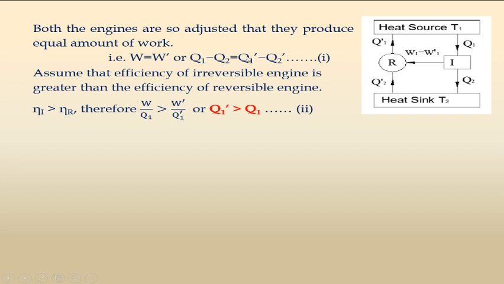And by comparing these equations, we can show that Q1 dash must be greater than Q1. Sorry, I am telling it wrong. Whatever the heat drawn by the irreversible engine, Q1, should be lesser than the heat rejected back to the source by the reversible engine. That is, Q1 dash is greater than Q1. So that is the inference we get from this assumption. The assumption is that the irreversible engine is more efficient than the reversible engine.